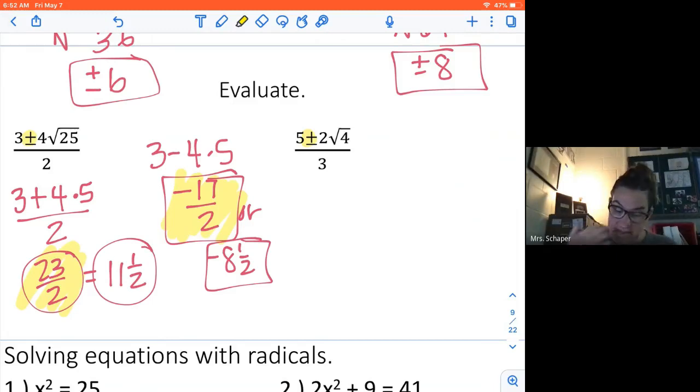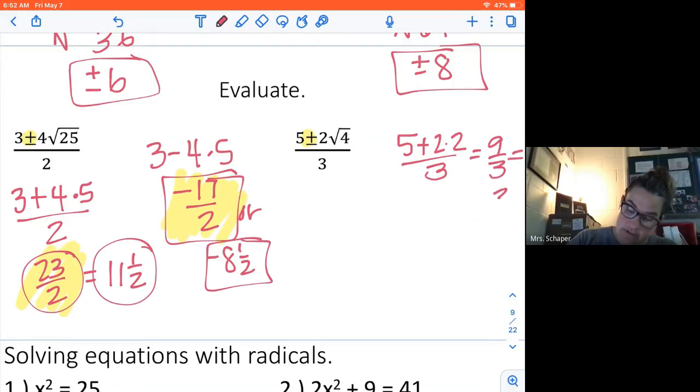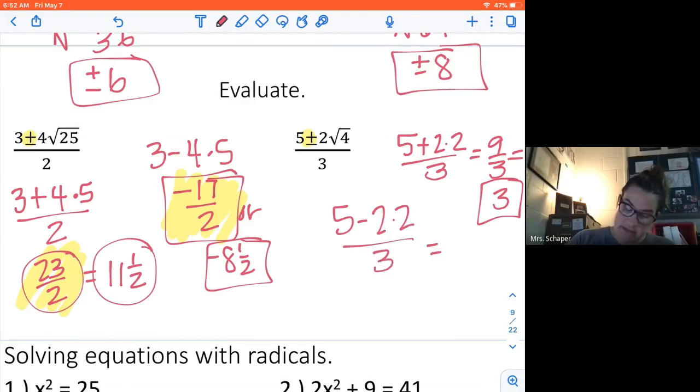So 5 plus 2 square roots of 4. So we've got 5 plus 2 times 2 divided by 3. That's 9 divided by 3, which is 3. And we're going to go 5 minus 2 square roots of 4, which, whoops, instead of the square root of 4, we're going to do 2 divided by 3. That's going to be 5 minus 4 is 1/3. All right, one more slide, and then we're going to get you working.